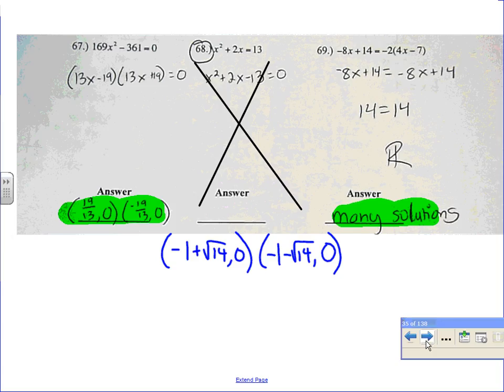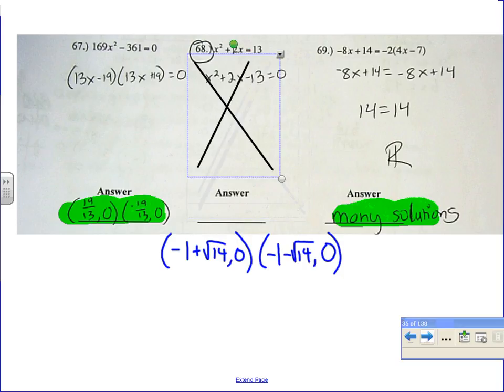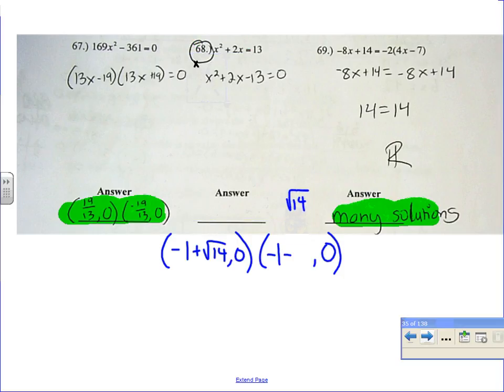67 should be 19/13, comma 0, and -19/13, comma 0. 68, also using the quadratic formula, should be -1 plus square root of 14, comma 0, -1 minus square root of 14, comma 0. 69 is all real numbers or many solutions.